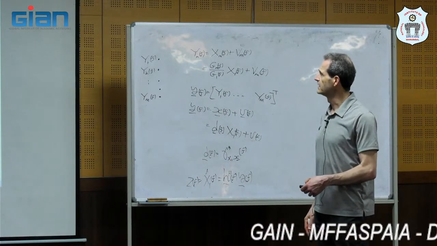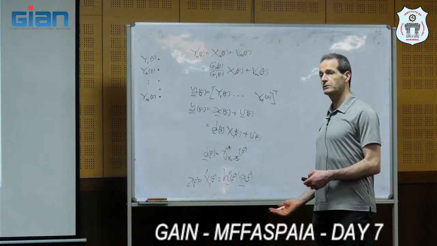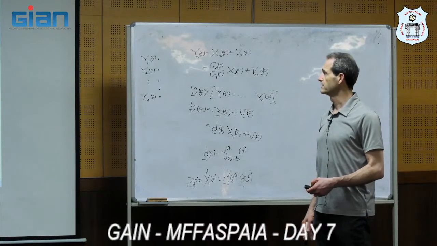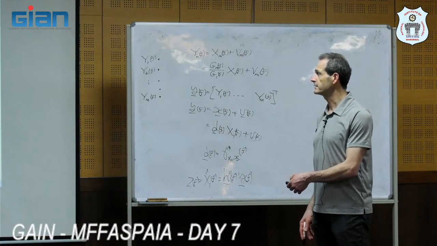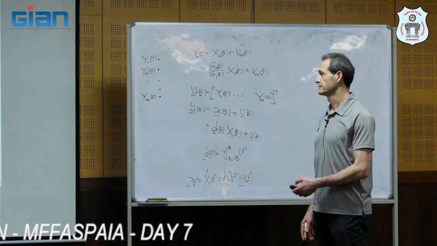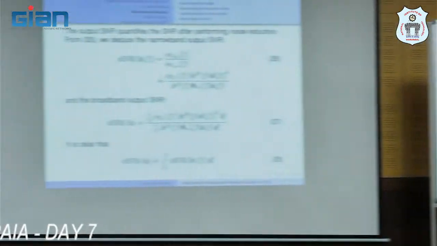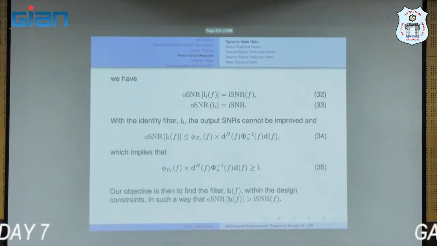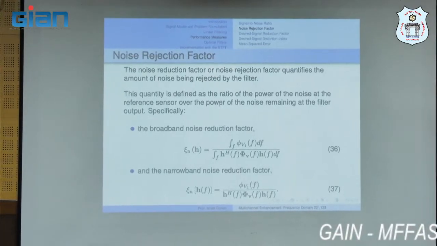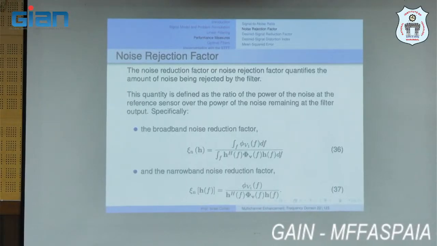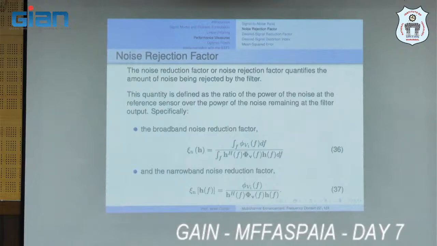The performance measures we defined yesterday. We defined the signal to noise ratio: input, narrowband input, broadband input, narrowband output, output SNR narrowband, output SNR broadband, which we integrated, taking summation over all frequencies. We defined the noise reduction factor. As we know, the noise reduction factor is the amount of noise reduced compared to the reference sensor.